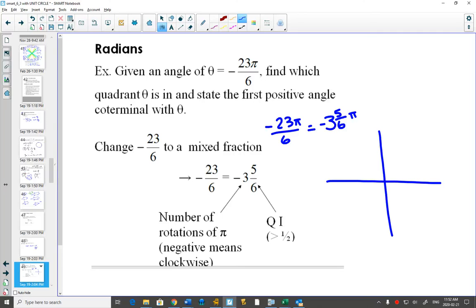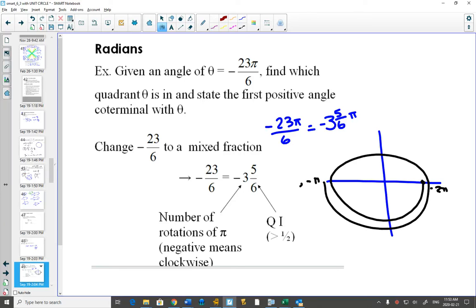A full revolution is 2 pi. A pi is a half revolution. So in standard position, if I started here and I went to here, that would be negative pi. To here would be negative 2 pi. To here again would be negative 3 pi. Does it make sense that odd numbers of pi will be on your negative x-axis, and even numbers of pi would be on your positive x-axis?